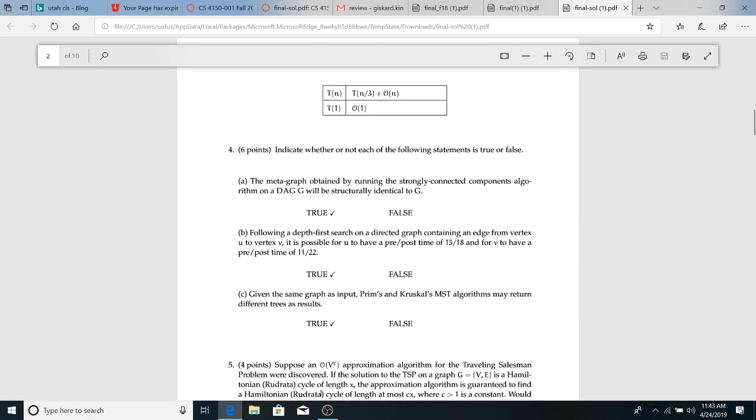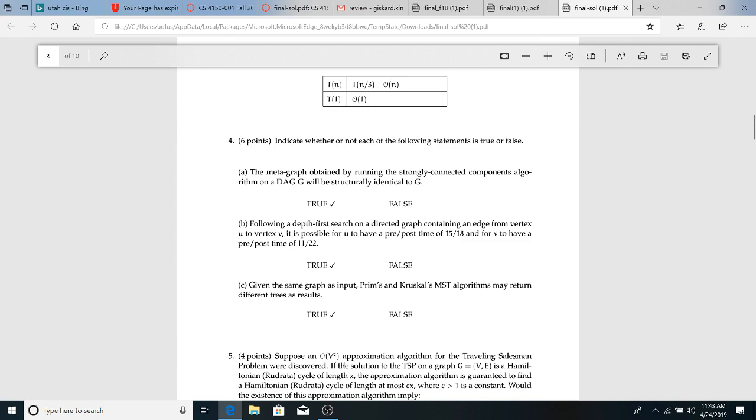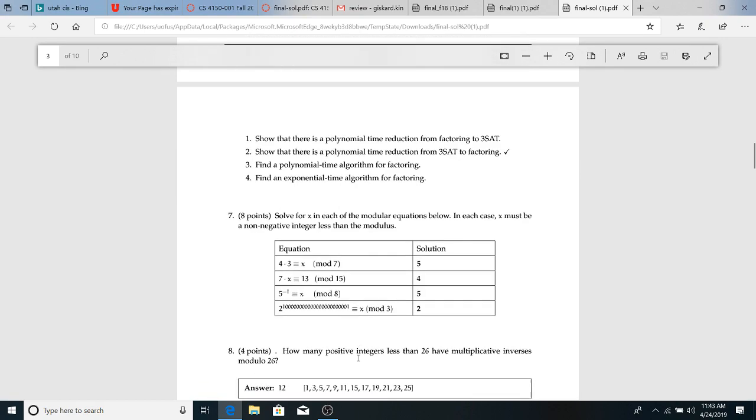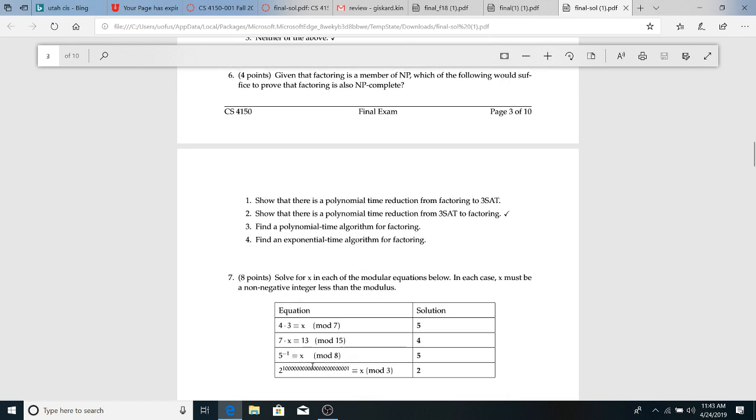So yeah, we already went over that one. We went over that one. These ones have a lot of the same questions. This one, we definitely didn't do any of these.